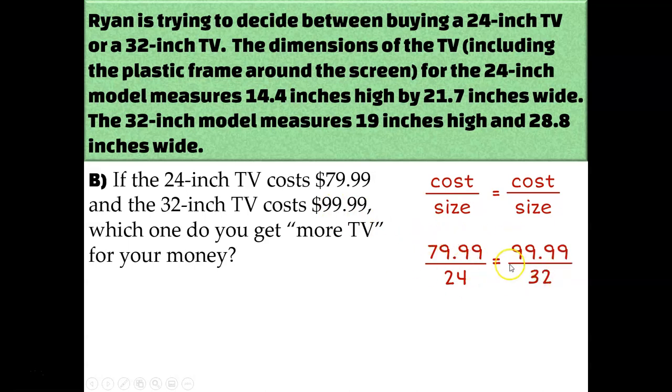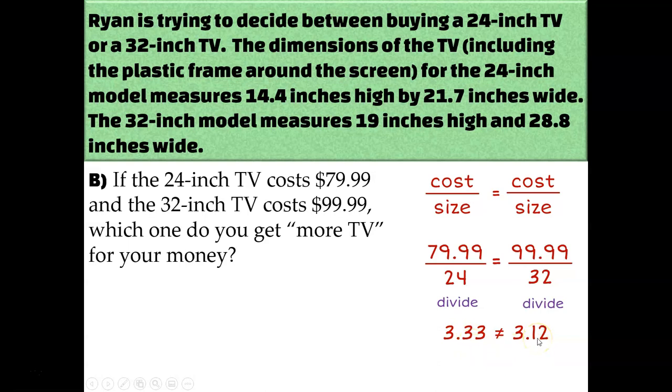Again, you could try to reduce that if you want to, but it's pretty ugly. So instead, I'm going to divide to get decimal versions of each of these fractions. $79.99 divided by 24 is $3.33, and $99.99 divided by 32 is $3.12. So they're not similar because we didn't get the same exact number when I divided.